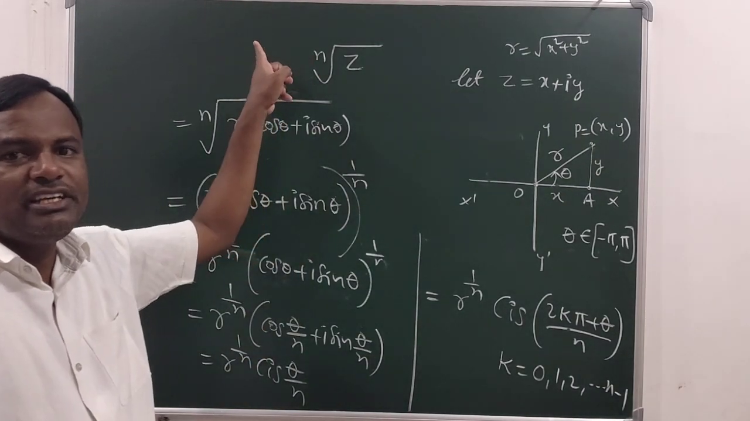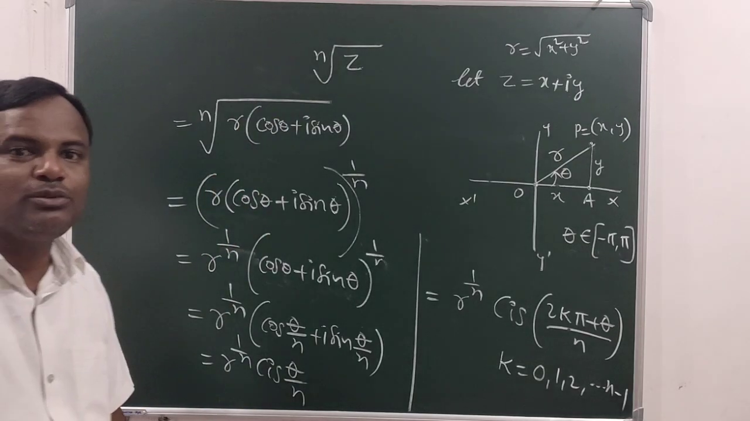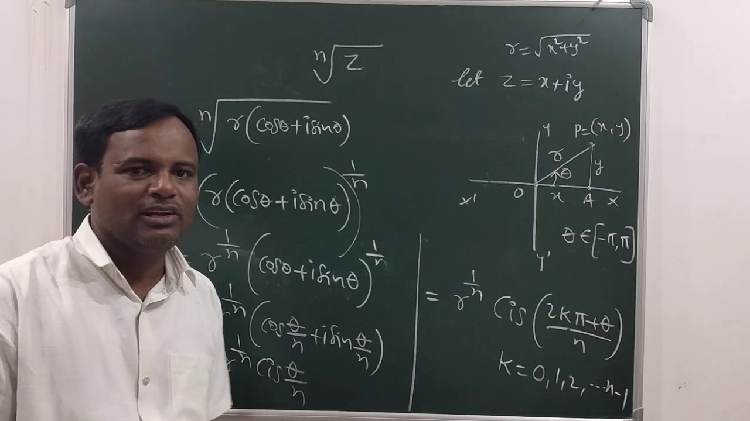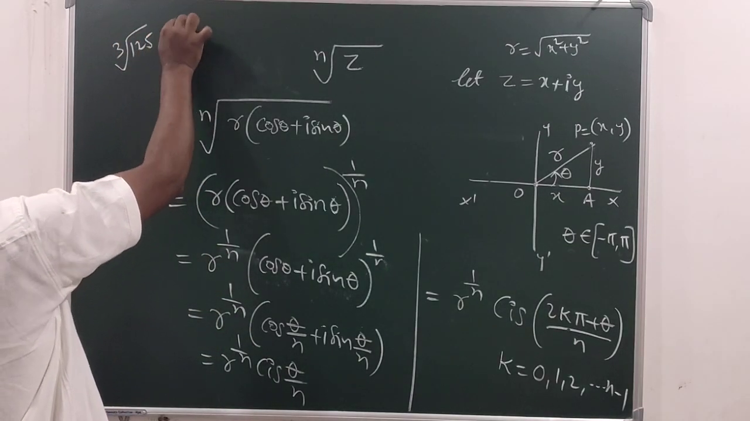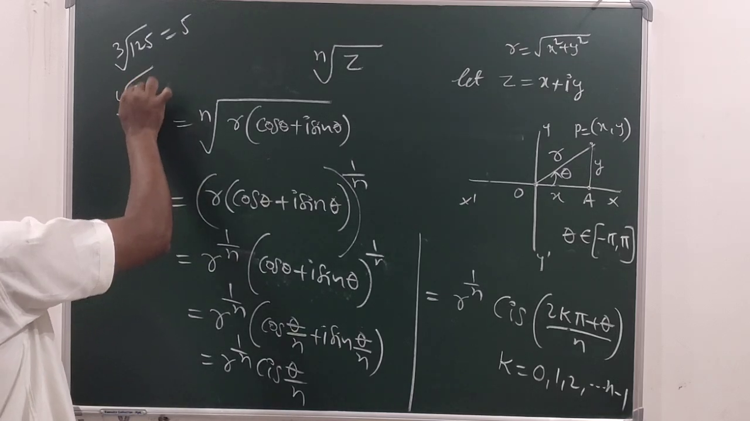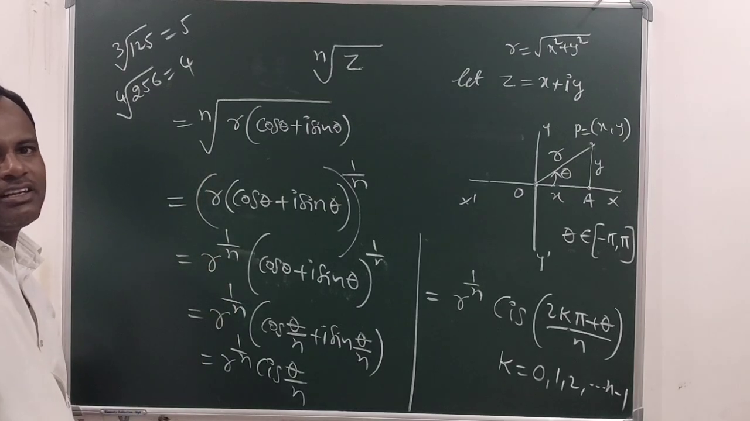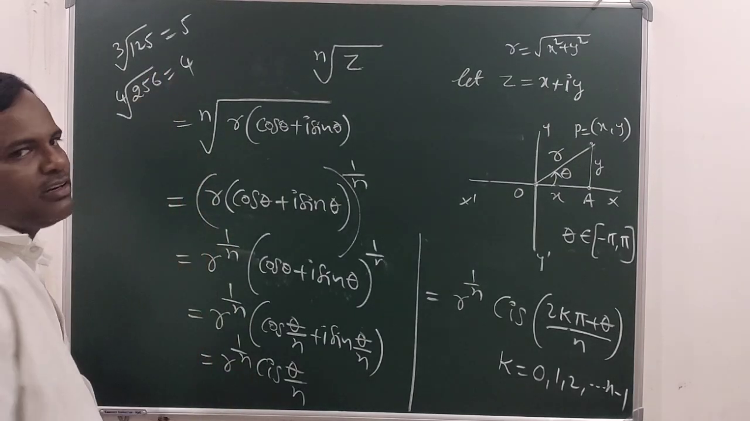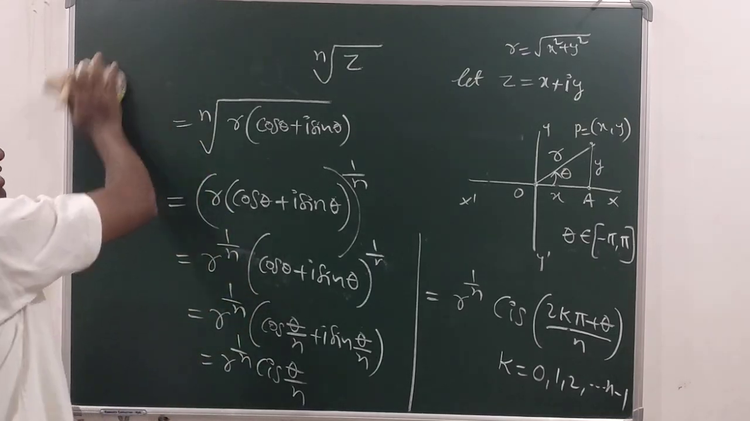Okay, what is it? Nth root of a complex number. How do we find the nth root of a real number, like the cube root of 125? Simply you say it is 5. Like the fourth root of 256, so 4 is the answer. You did this kind of problems in school education.